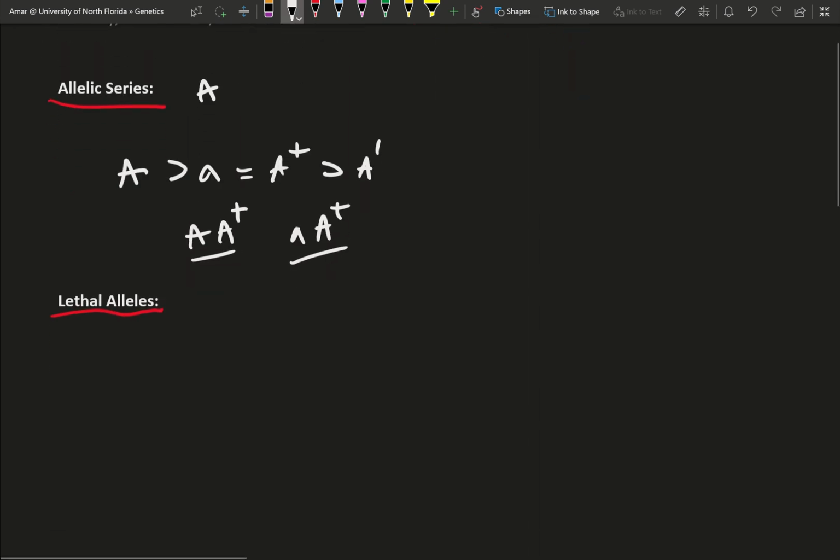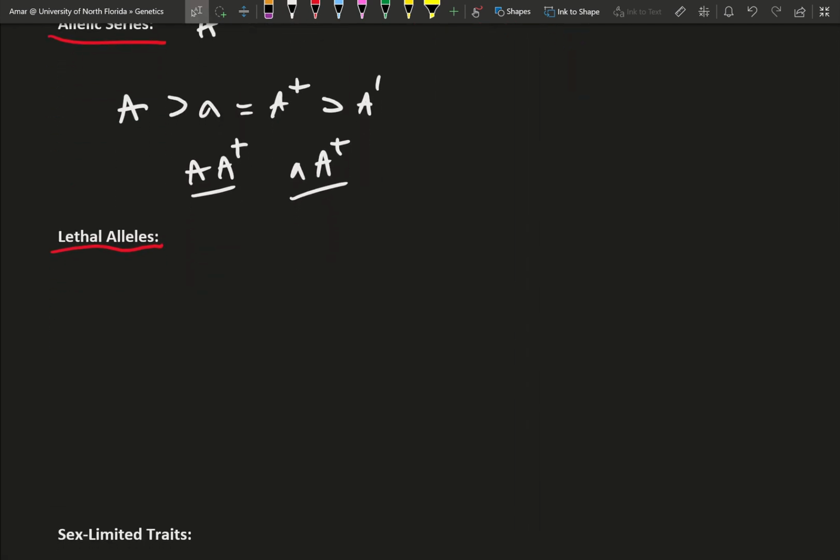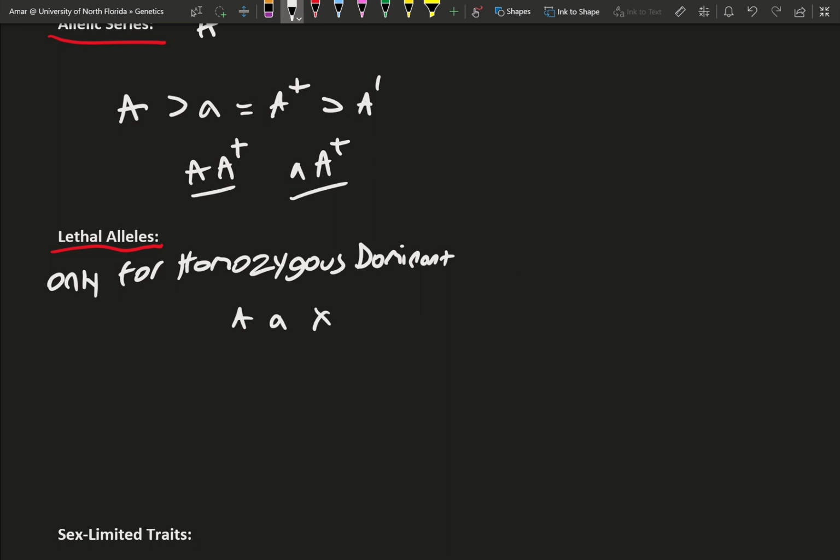Lethal alleles, on the other hand, is basically, like the name suggests, if you have this lethality allele, you're basically going to die. But that's only the case if you're homozygous dominant. So basically, if you have a situation where you're crossing big A little a with big A little a, 1/4 of your offspring are little a, and then this 1/4 will be basically dead. So basically, that's all lethal alleles are. It's pretty simple, easy to spot too.